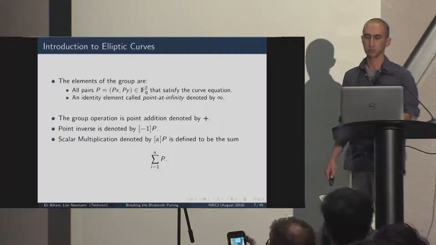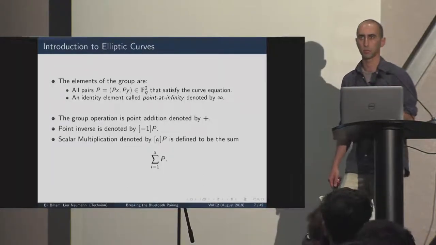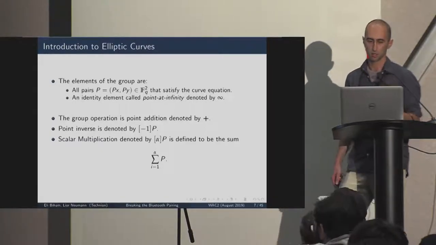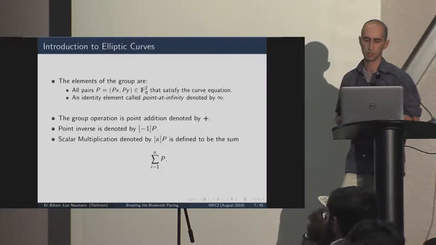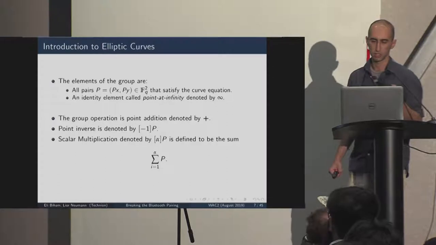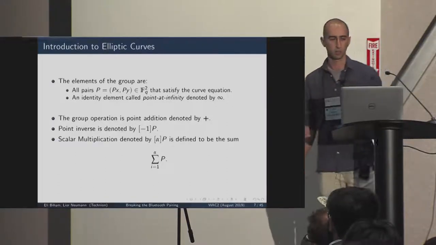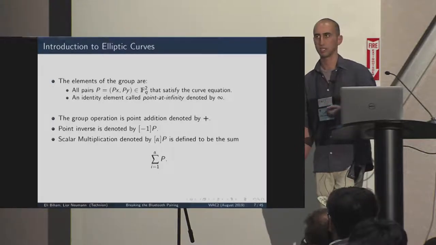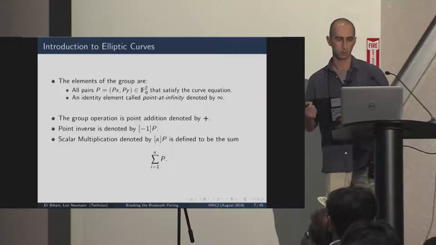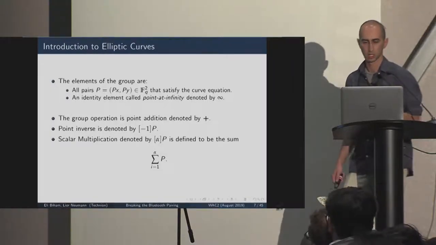Right, so we're talking about groups. So we have group elements. The elements in elliptic curves are points, or pairs of coordinates x and y, which satisfy the curve equation over the underlying field. We include another point, which is very important for this attack, called the point at infinity, which will be the identity element of the group. This is a new point that we introduce to the set of elements of the group.